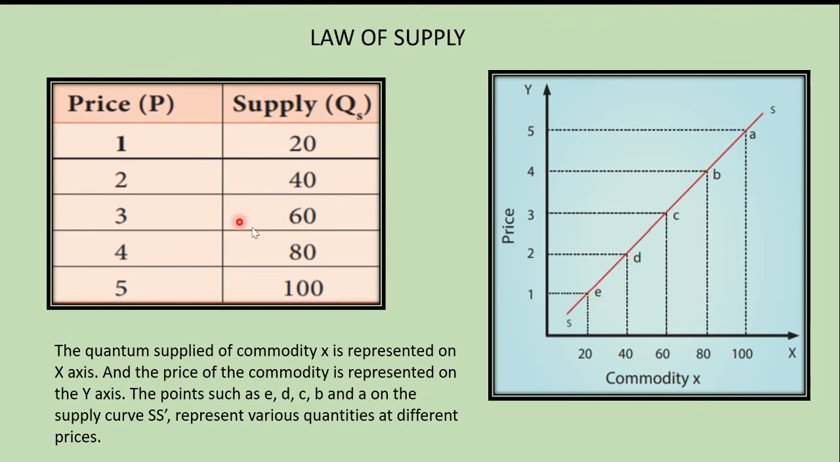D is 40, 2. C is 60, 3. Point B is 80, 4. Point A is 100, 5. So likewise, we mark all these points A, B, C, D, E. எல்லாத்தையும் mark பண்ணிட்டு join all these points E, D, C, B, A. If you join all these points, you get the supply curve. This is the supply curve.